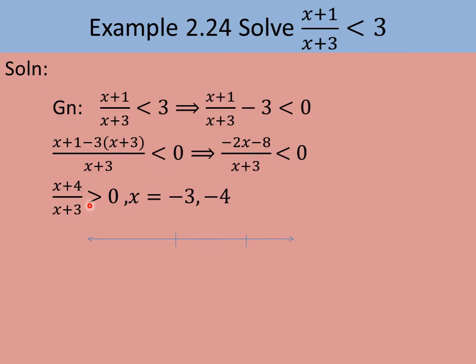Now what you want to do is, you equate each term to 0. This x value we are finding for plotting in the real line. So x plus 4 equal to 0 means x equal to minus 4. Then x plus 3 equal to 0 means x equal to minus 3. Now we can mark these values in the real line. You will get minus infinity, minus 4, minus 3, infinity. Since we have two values, the real line will be divided into 3 intervals. Minus infinity to minus 4 is the first interval, minus 4 to minus 3 is the second interval, and minus 3 to infinity is the third interval.